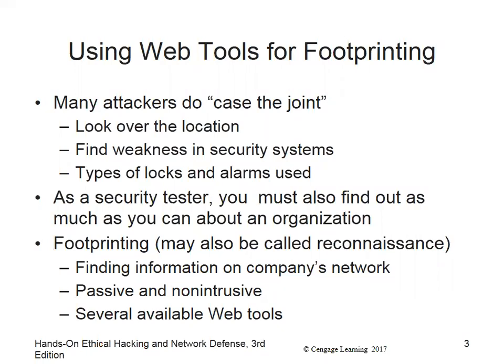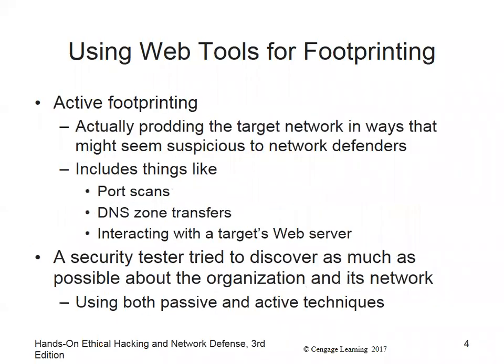They talk about finding information on a company's network, passive, non-intrusive type stuff, and there's a lot of tools. So we're going to walk through a lot of this stuff. Okay. Active footprinting. You're scanning the network. They talk about things like scanning the network, doing DNS zone transfers, which you do more in Chapter 6, and port scans.